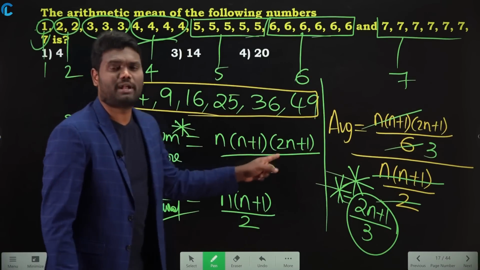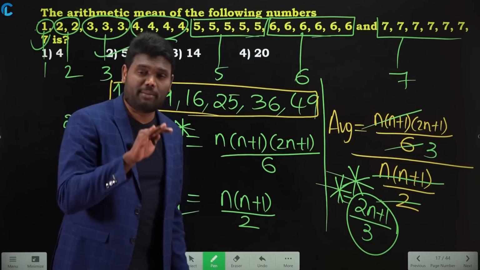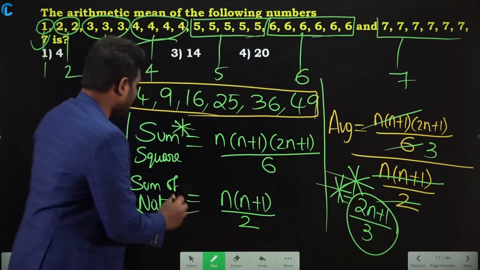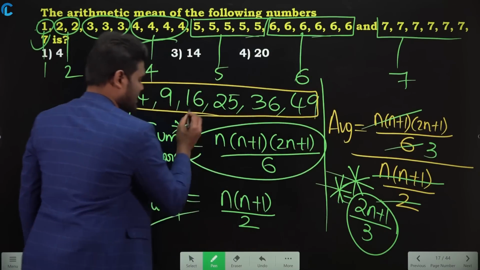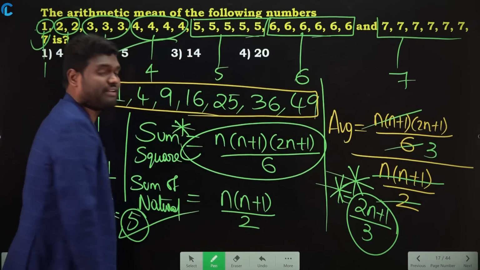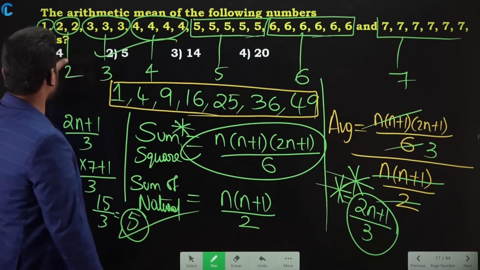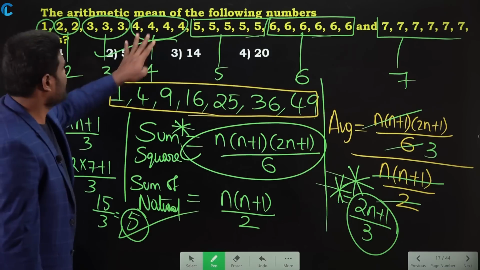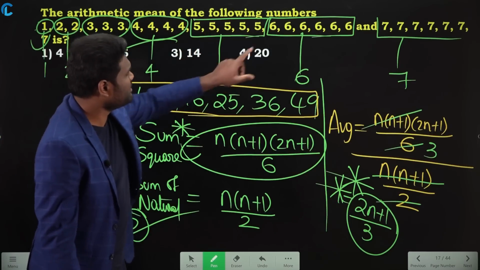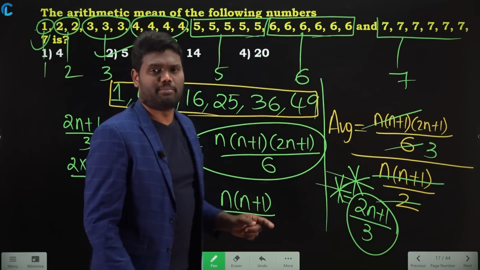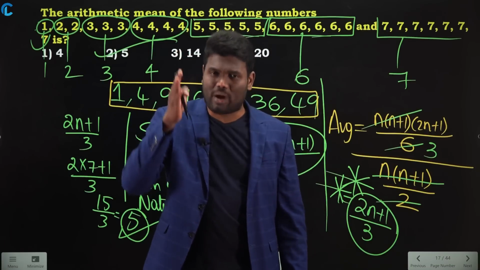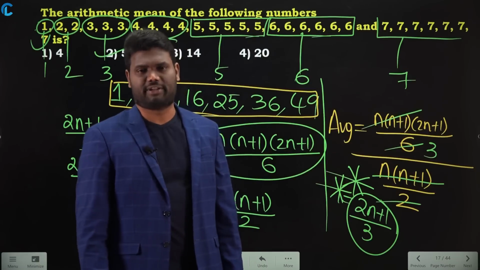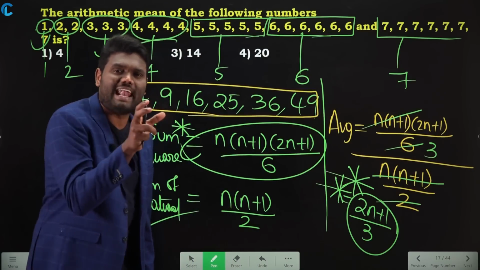That is n into n plus 1 into 2n plus 1 by 6, divided by, since average means sum of numbers divided by number of numbers. Now this is the sum of numbers. Similarly, I need to know the number of numbers. How many numbers? Here I have 1 number, here 2 numbers, here 3 numbers, here 4 numbers, here 5 numbers, here 6 numbers, here 7 numbers. Which means the number of numbers will be 1 plus 2 plus 3 plus 4 plus 5 plus 6 plus 7, which is nothing but the sum of n natural numbers formula.